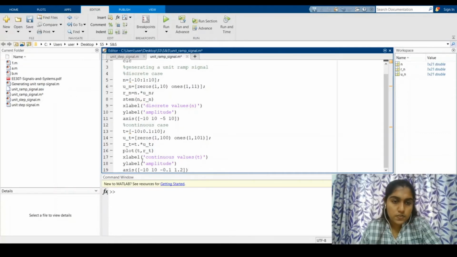Make sure all the n is turned to t, because without that you won't be getting the graph properly. So make sure there are no n's in the continuous case. Right, now we have a program.